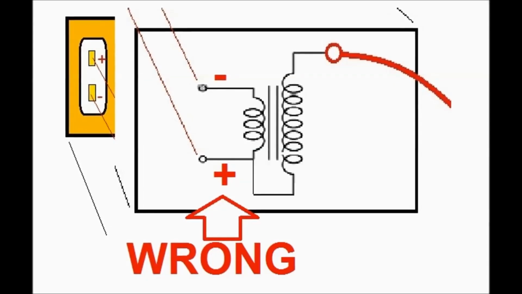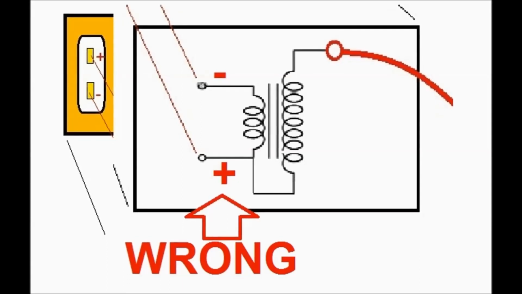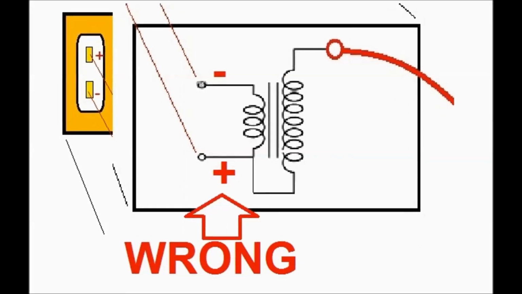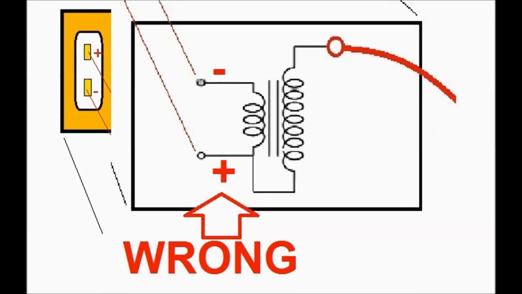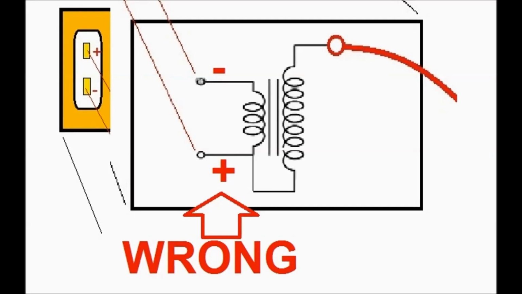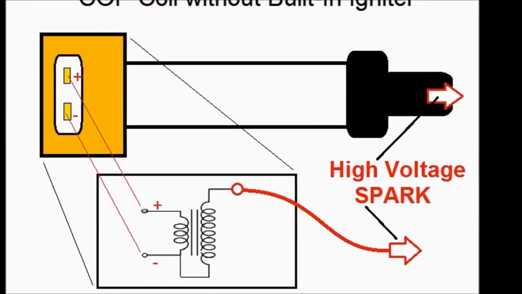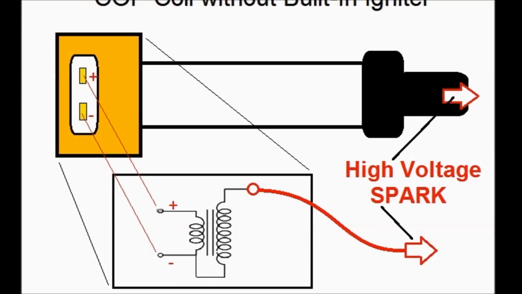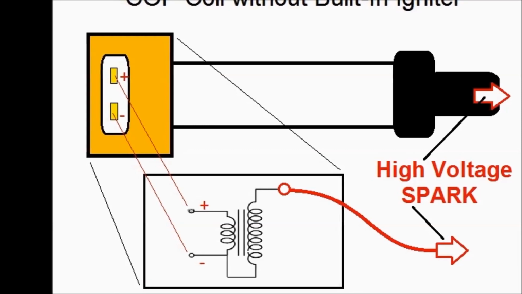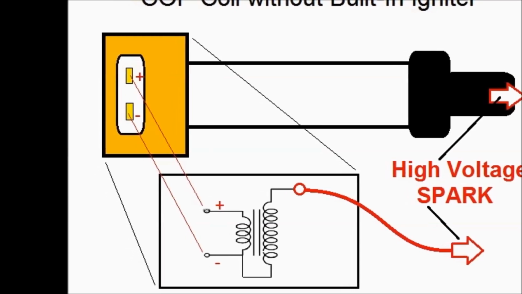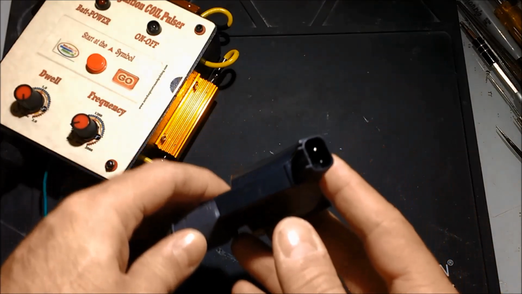But anyhow, if you reverse polarity connect the coil to the Zapper, it'll still ignite. It'll still show a spike, but on a car, the ECM would sense there is an issue and will give you a code. So even if you do it on a car, do not reverse polarity coils, because you could create a problem and then you're going to see a misfire code that you won't be able to get rid of.